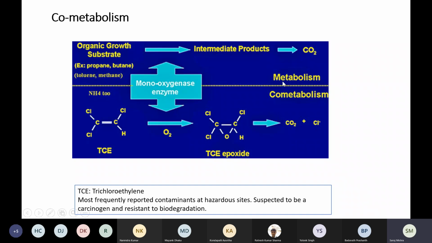So are these two points clear to everybody? How do you distinguish between metabolism and co-metabolism? So is this point clear to everybody? Yes, ma'am.